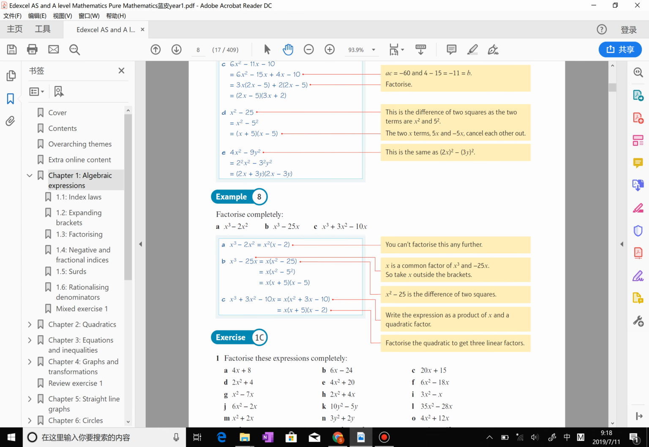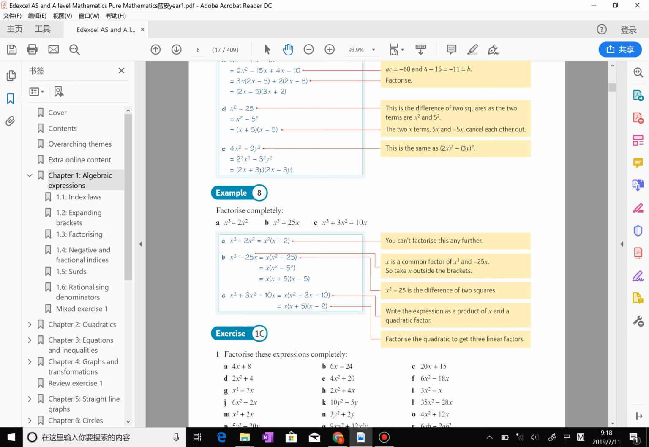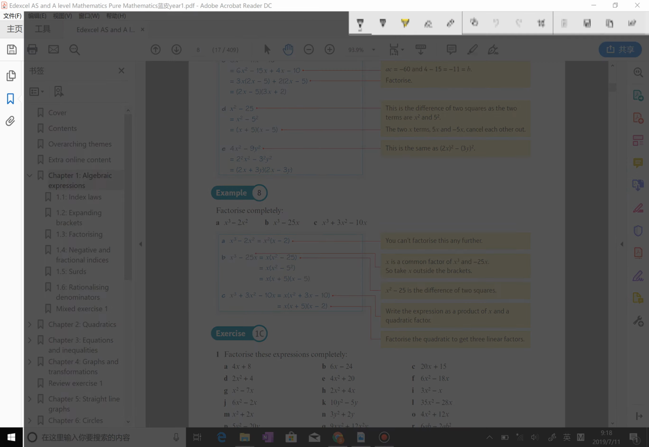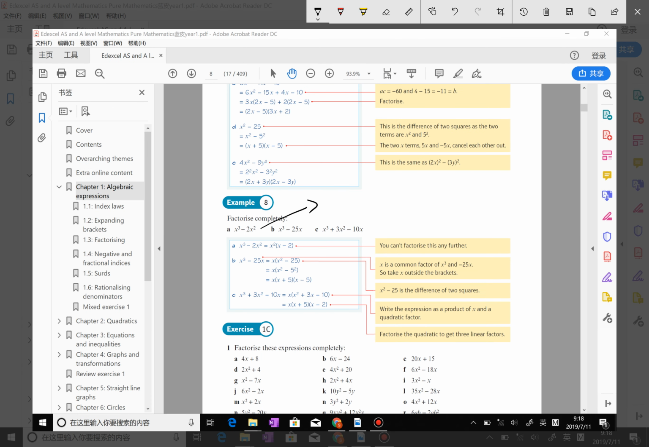Factorize completely. So you have A, x cubed minus 2x squared. First step, we easily find we can take x squared out, inside x minus 2. Okay, it's done. So let's look at B. We can take x out, so x squared minus 25. Here we can factorize again, right? So we have x times x plus 5, x minus 5. Okay, and let's look at C. For C, we can take x out, so x squared plus 3x minus 10.